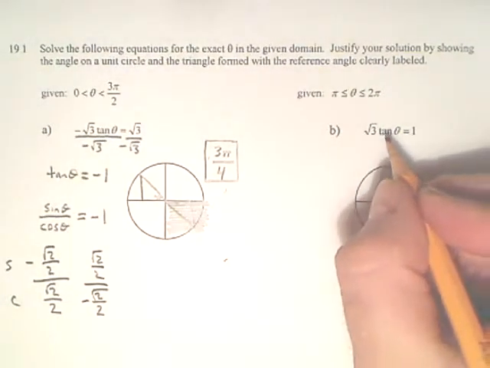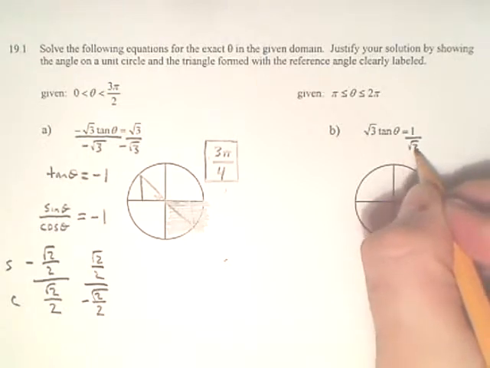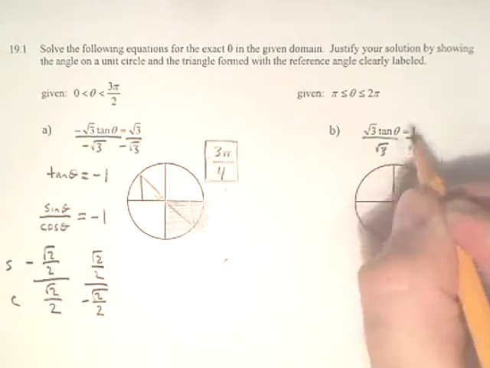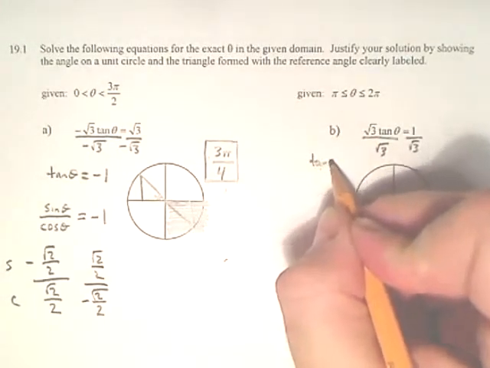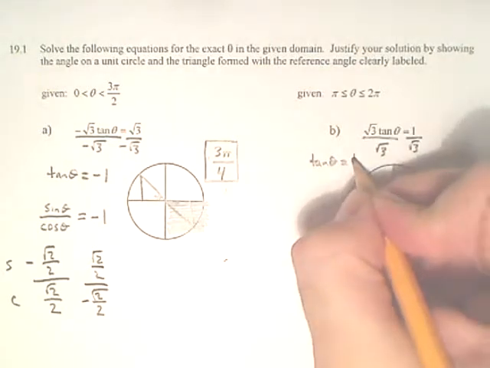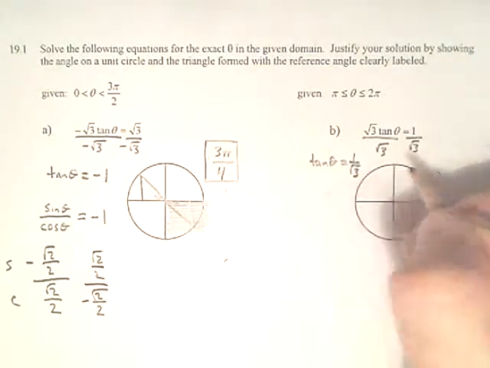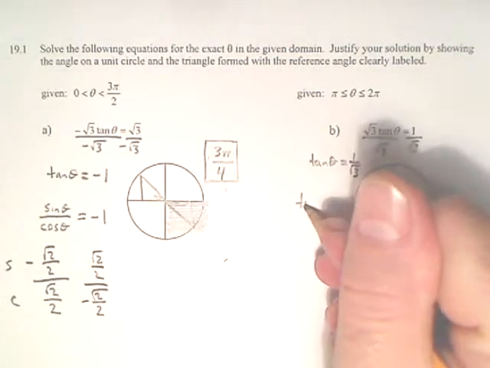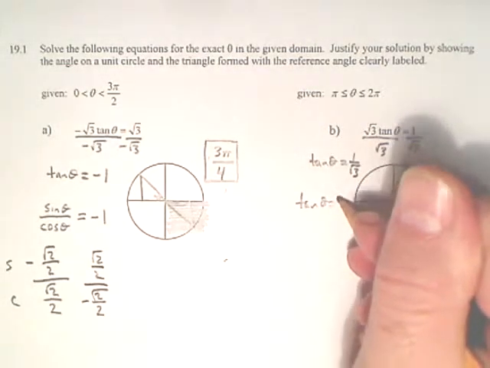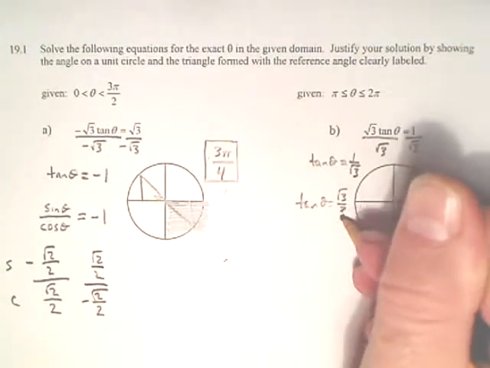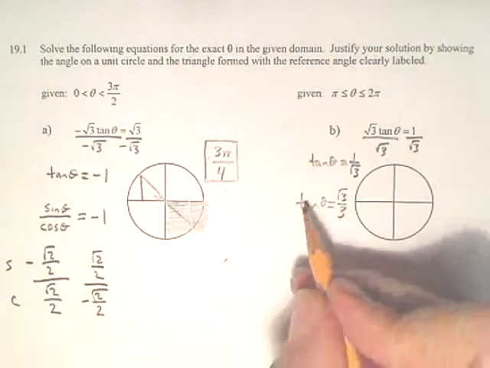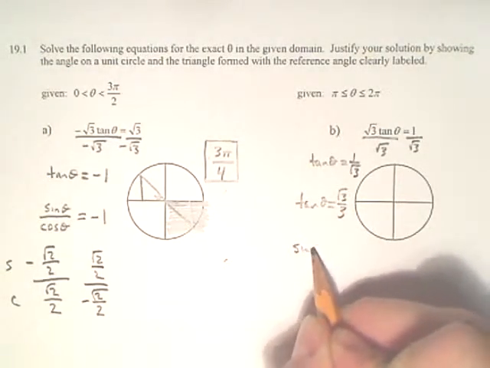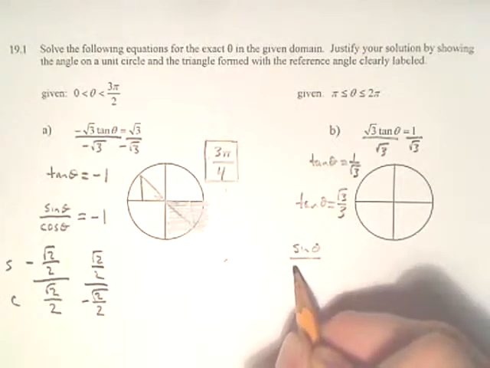For B, divide both sides by root 3 to get the tangent by itself. And here I see an illegal fraction, 1 over root 3. So if you made that legal right now, you get the square root of 3 over 3. Tangent, which we know is sine over cosine, has to equal that fraction.